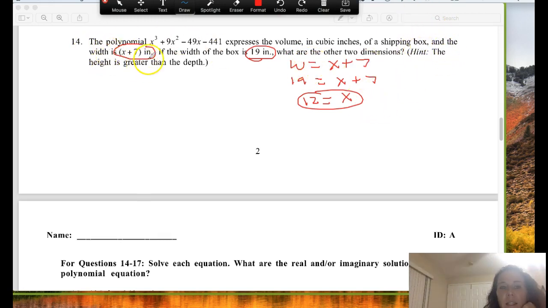This gives us a hint. The height is greater than the depth. So let's write that over here. The height is greater than the depth, or I'm going to say length. Okay, height is greater than length, if you want to say length or the depth. Because I like to do this: volume is length times width times height. So they gave us the height and the width, and then they said depth instead of length, so I'm going to call length depth. All right, let's go ahead and figure this out.